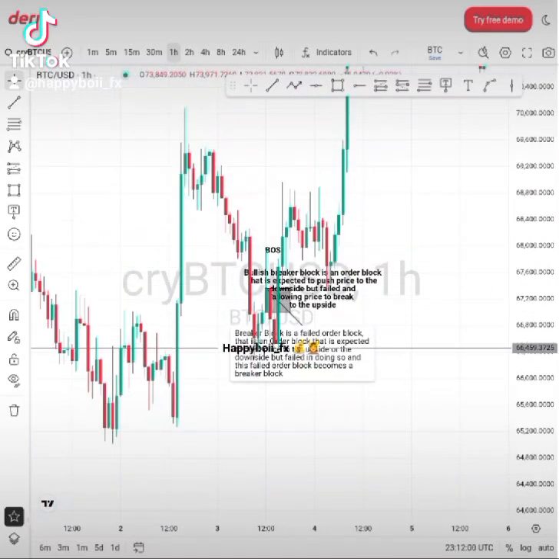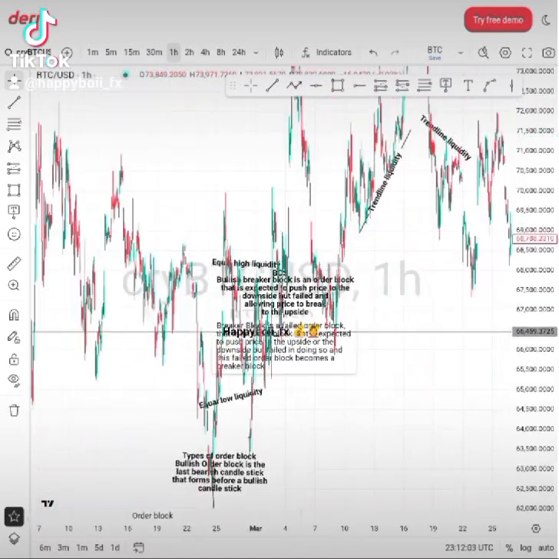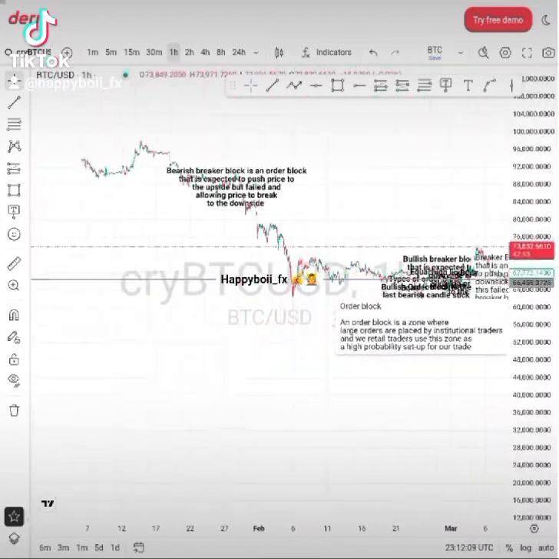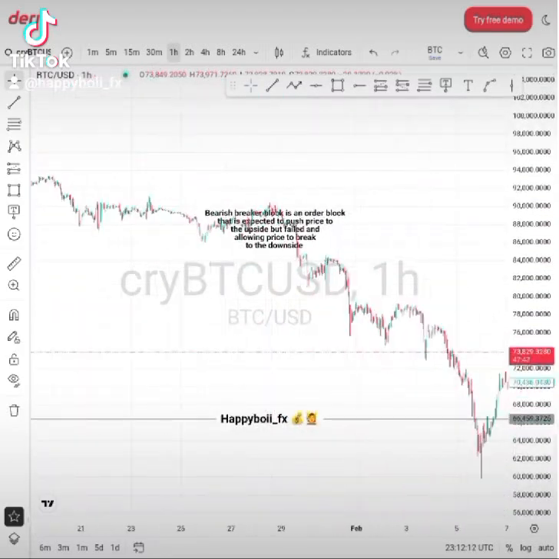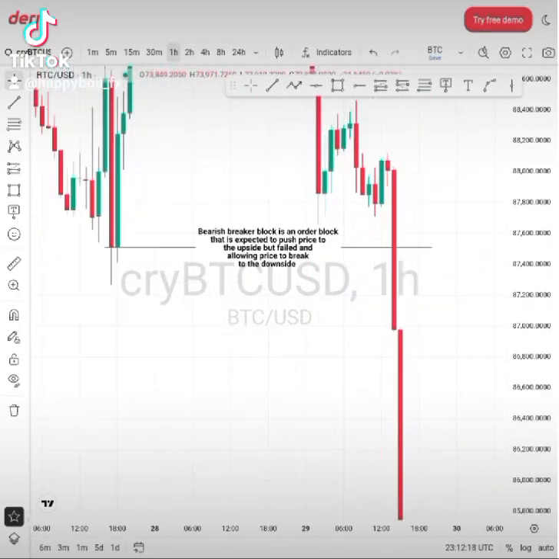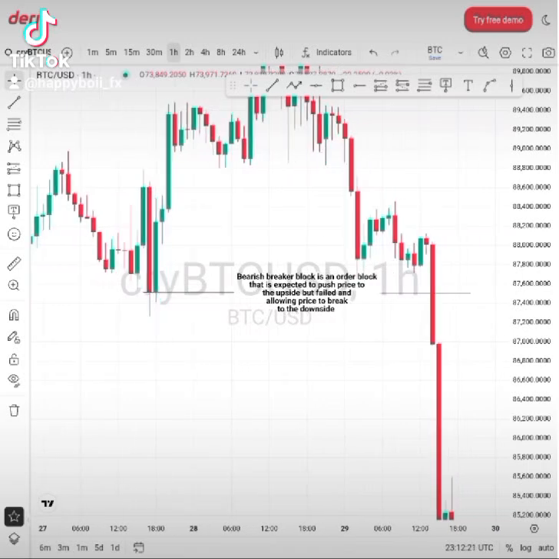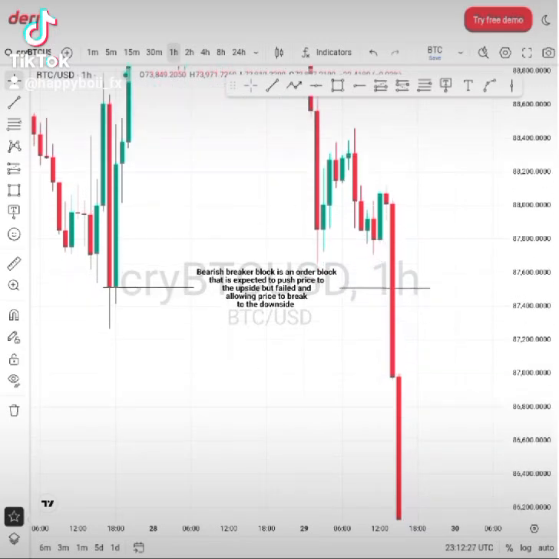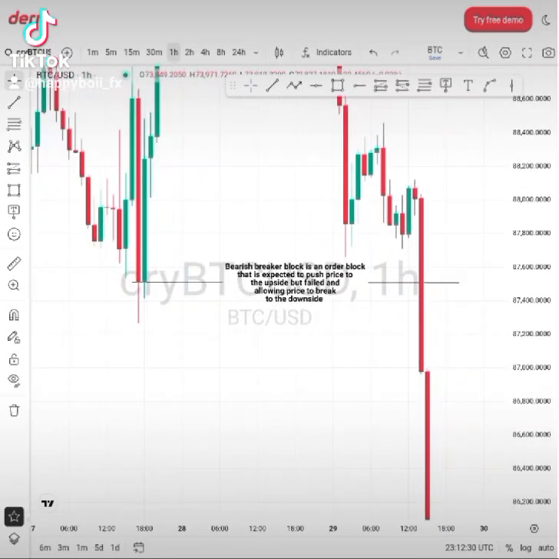So let me show you guys an example of a bearish breaker block. I have an example right here. This is an example of a bearish breaker block. This is an order block as well. The last, this is another block as well, like I said.